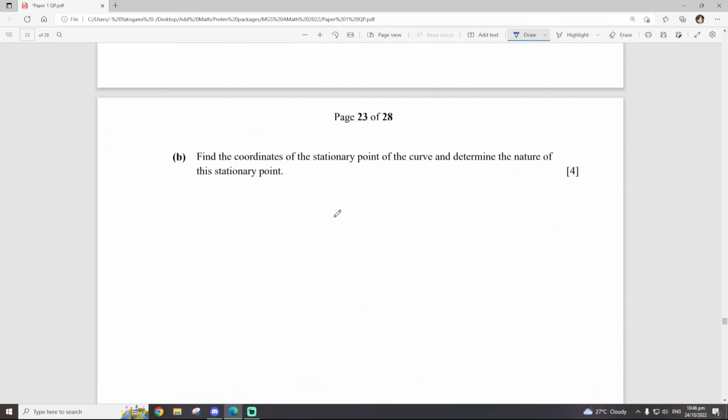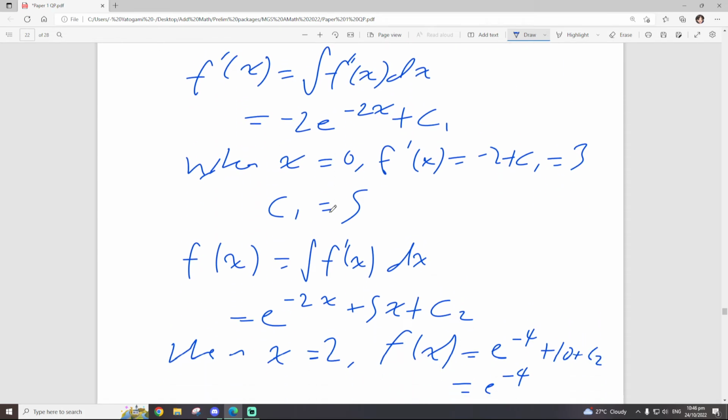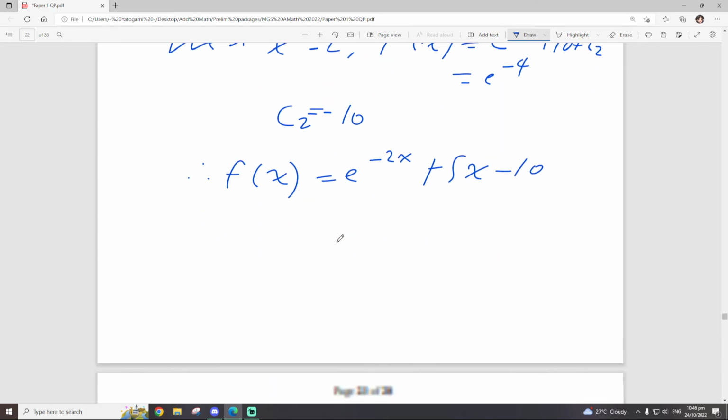Find the coordinates of the stationary point. So we let f prime x be 0.